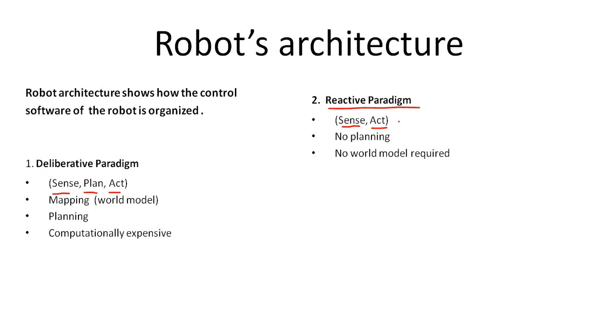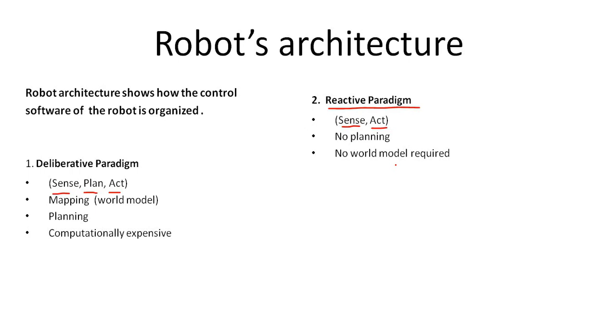And of course, if it doesn't need planning and also doesn't need a model or a map of the environment, then it means it's less computationally expensive. It means it's fast, it's very reactive. So this is one of the advantages of this kind of architecture, that it is more reactive, it's fast to the changes, and it is less computationally expensive.